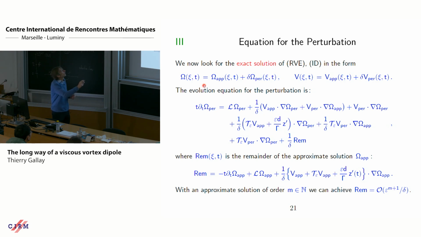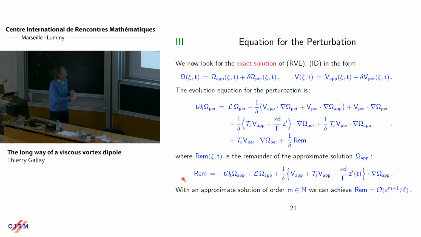So I do the usual trick. Omega is the approximate solution plus a perturbation. The perturbation has to be very small, so I put a delta in front so that it will be small if my perturbation omega pair stays order of 1. And then I obtain an equation for the perturbation. This equation is of course not simpler than before, so I don't read it, but it's the same structure. Dt is equal to a diffusion operator, some advection terms, some mirror terms, and some remainder. The remainder measures by how much my approximate solution fails to be an exact solution of the problem.